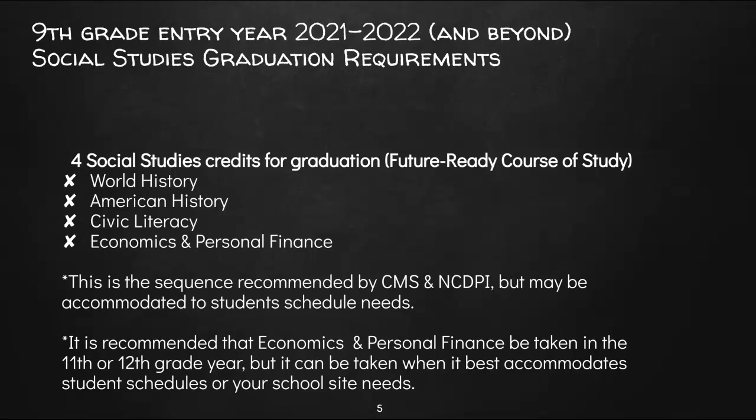This is the sequence recommended by CMS and DPI, but may be accommodated to students' schedule needs. It is recommended that economics and personal finance be taken in the 11th or 12th grade year, but it can be taken when it best accommodates student schedules or your school site needs.